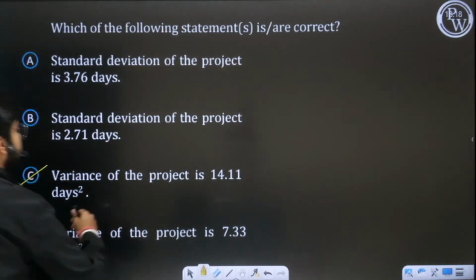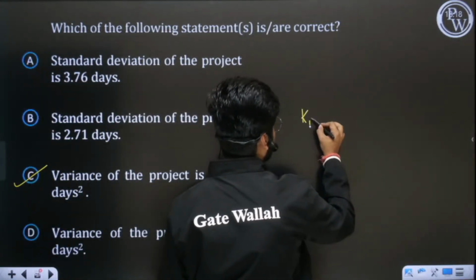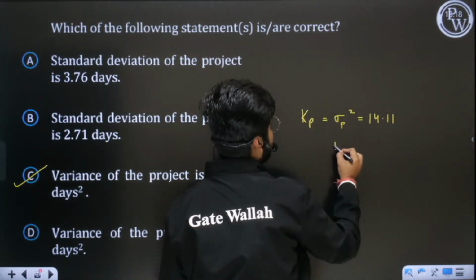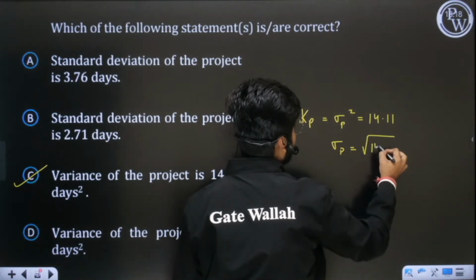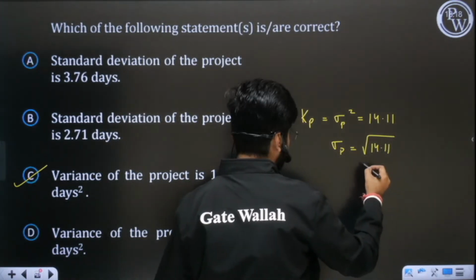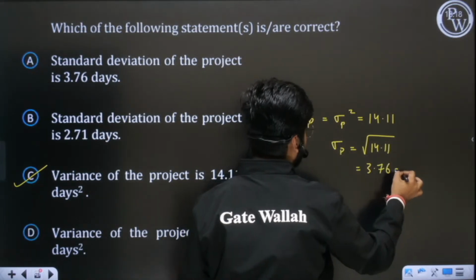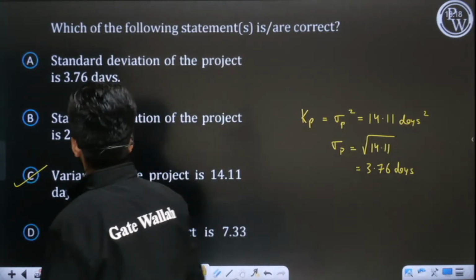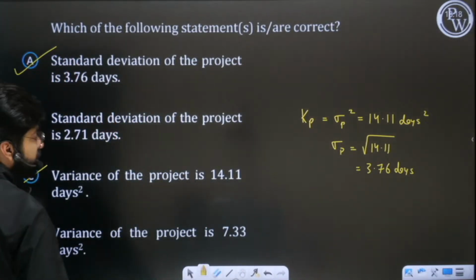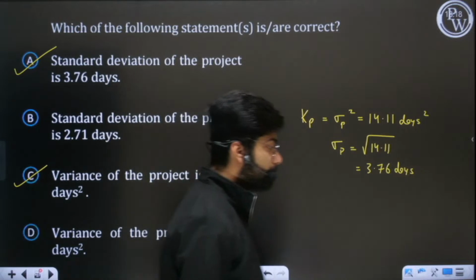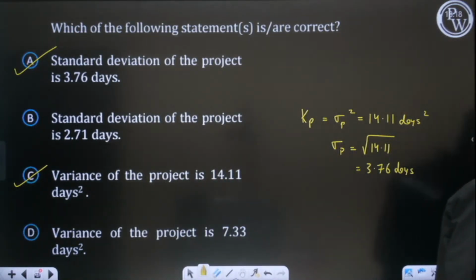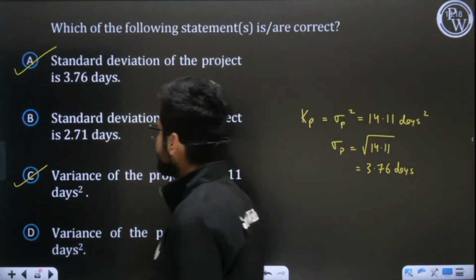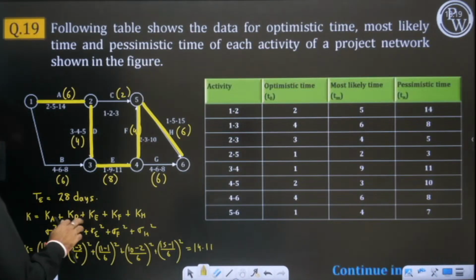Yes, this option. Now variance is coming. Variance, you all know, is nothing but sigma square. Variance is 14.11. So what is sigma of the project? Under root. When you take the under root, this will be 3.76 days. This is square, this is not. So 3.76 is your standard deviation. This is how you will find it. Okay, so the answer is this only. This is your variance and this is your sigma.